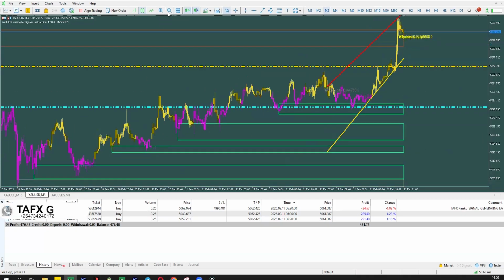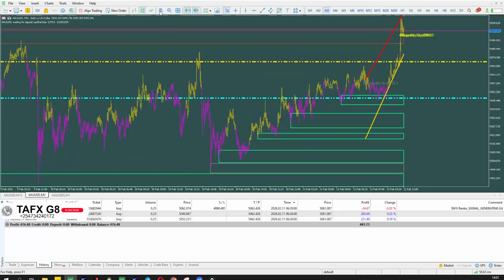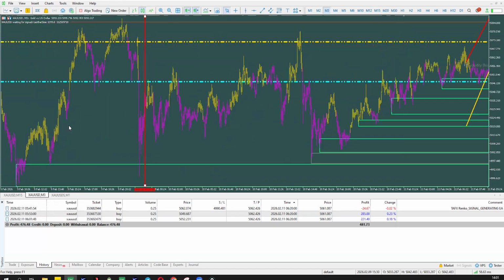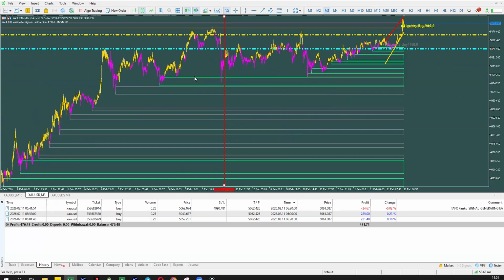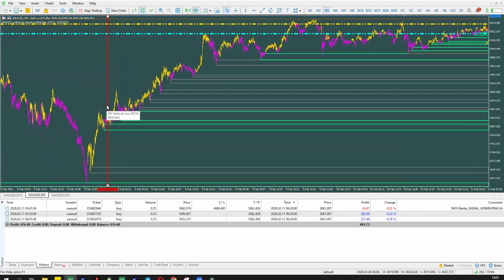Let's zoom in here and check where date 6th is. Don't know whether it is here. This is date 9. Date 6 is here. All right, this is where date 6th is. Date 6th of Feb 2026. You can see it at this point.